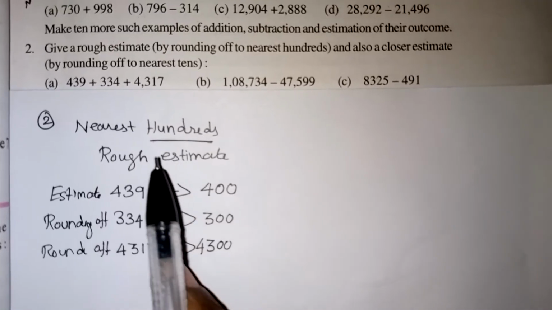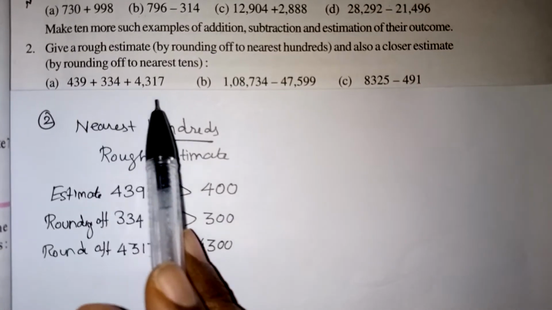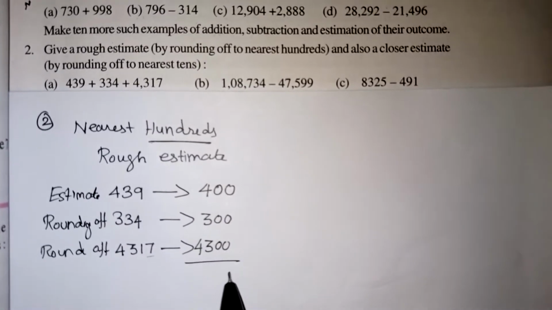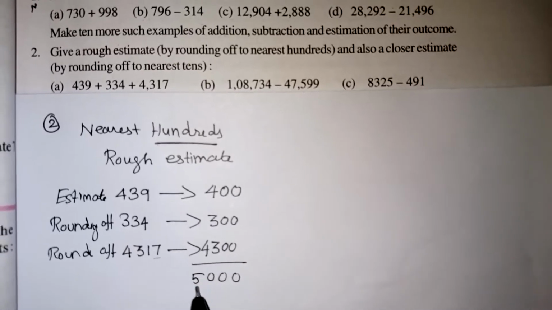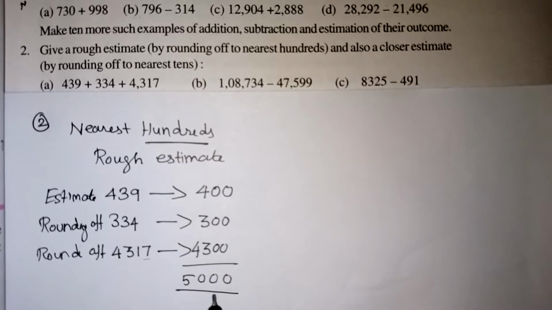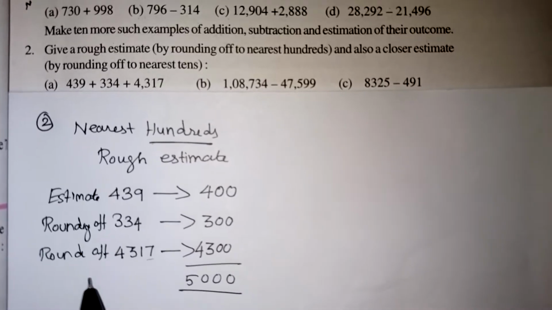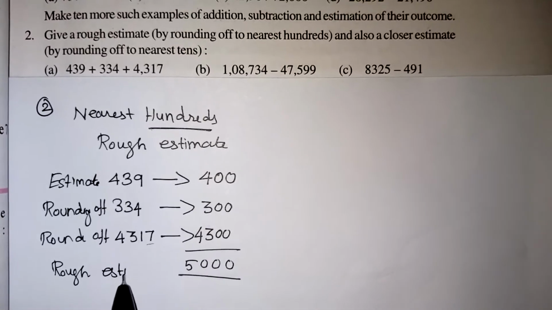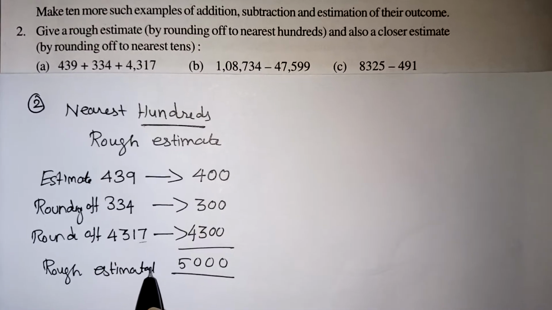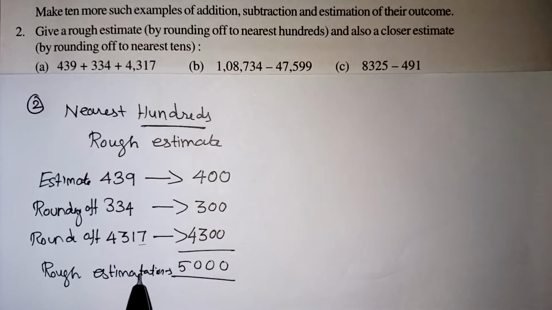All these numbers they have asked us to add. So let us add it now: 0, 0, 10, balance 1, 5. So the nearest value is 5000, that is the rough estimation. The rough estimation value is 5000, we have to write.